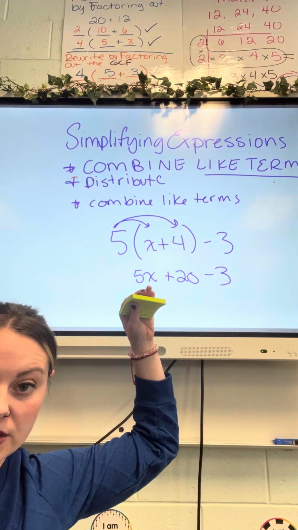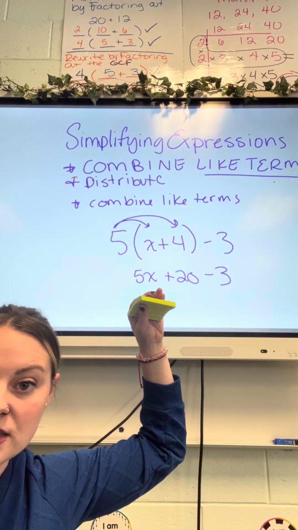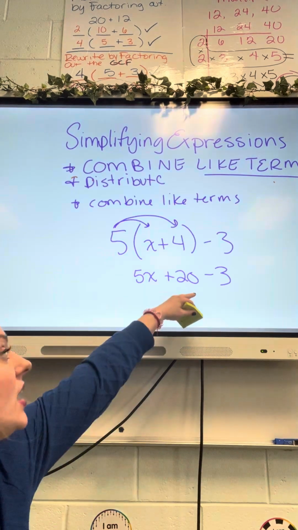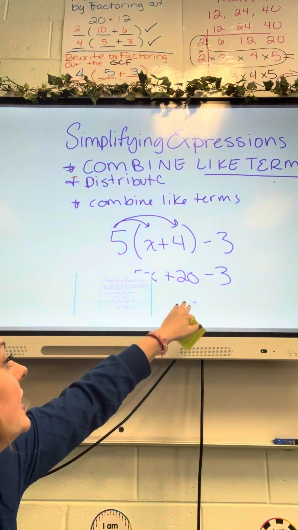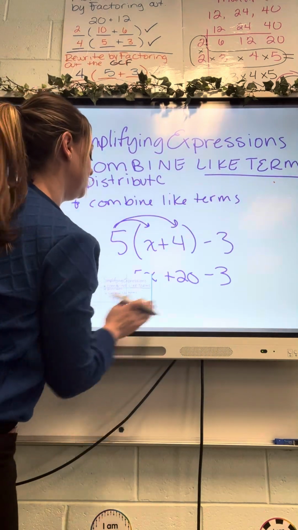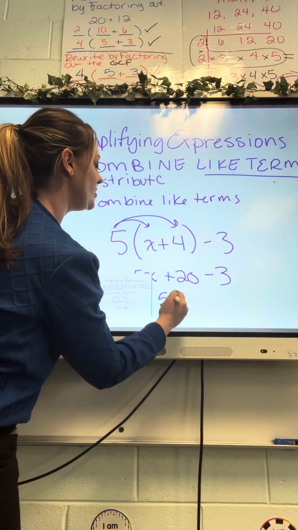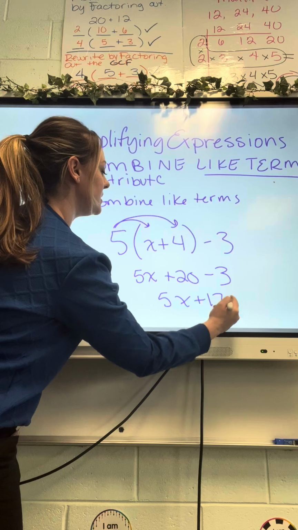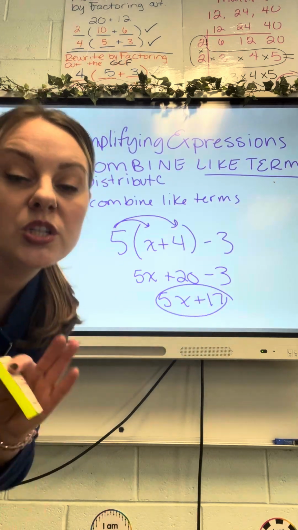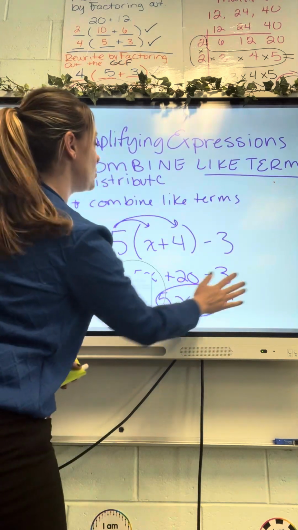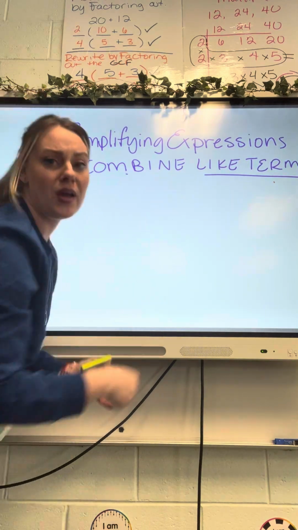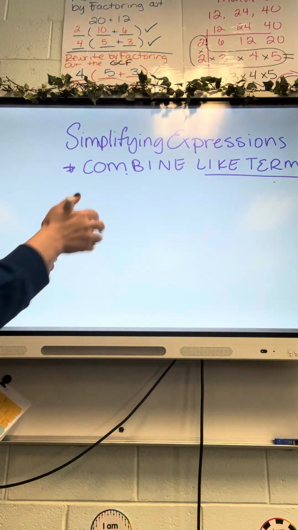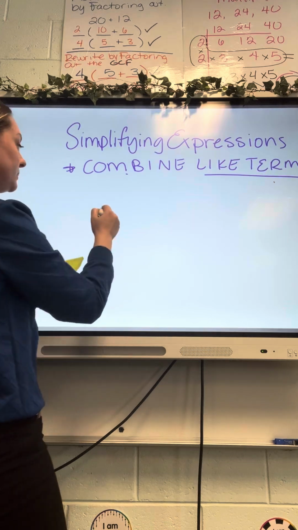So I have an x here. Do I have any other x's? No. I have a constant here, and I have a constant here. So 20 minus 3 is, hello, go. 17. So 5x plus 17 would be your answer. We're going to do one more because I like to keep these videos short and sweet because I know who wants to talk about math for 10 minutes? All right, last one. This one's more of a challenging one.